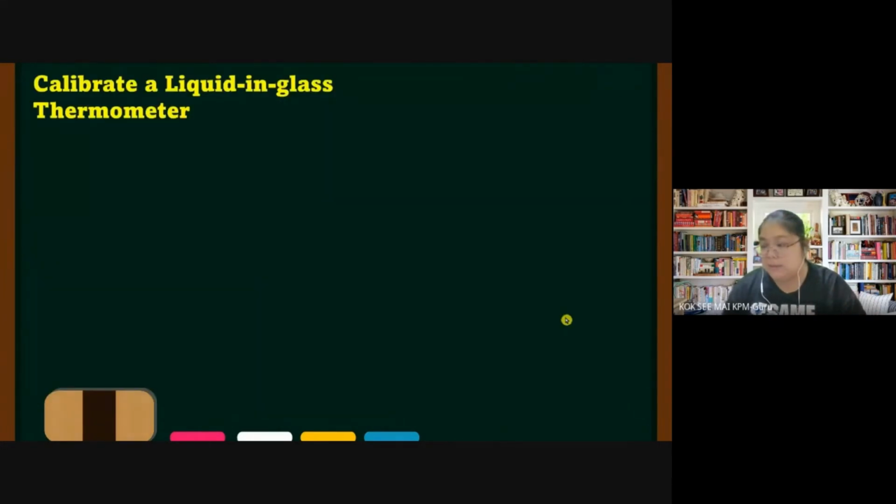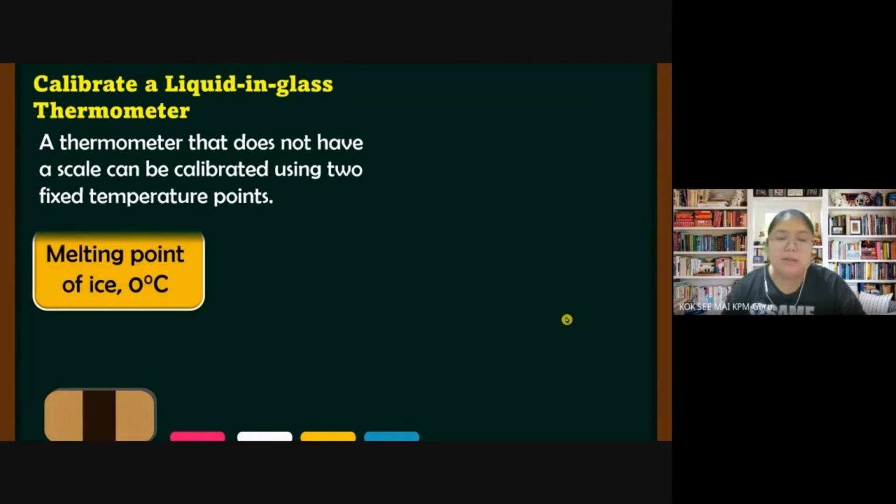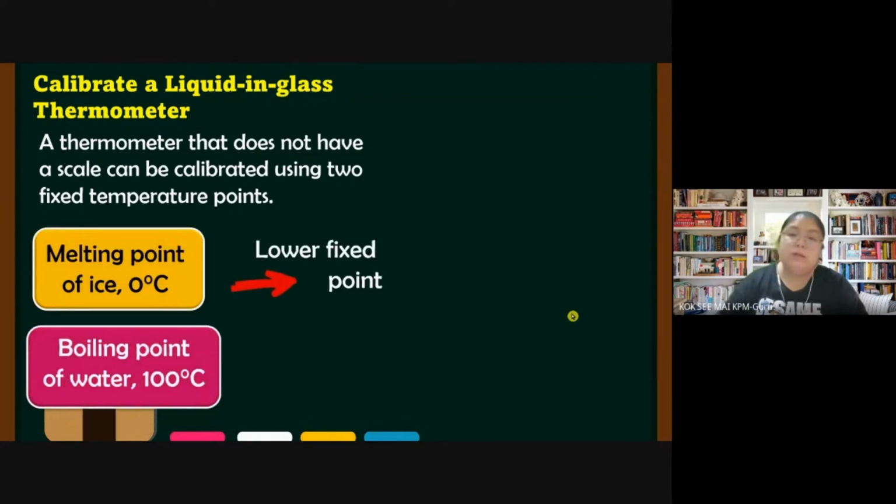This is the last part for today: calibrating the liquid in the glass thermometer. We need to find out, for example, one thermometer with no calibration. It never tells you where is 100 and where is 0. It doesn't tell you, but you need to find out. So this is what we call calibrating the liquid in the glass thermometer.